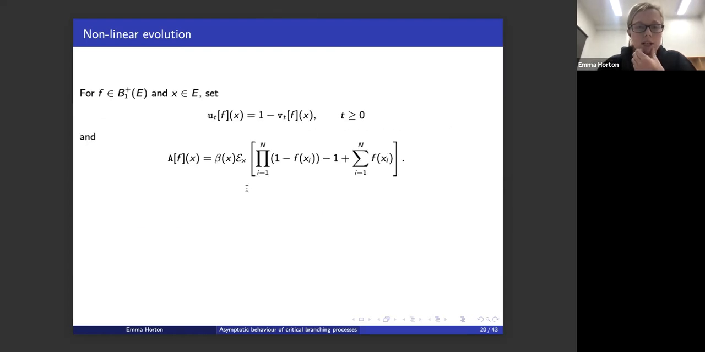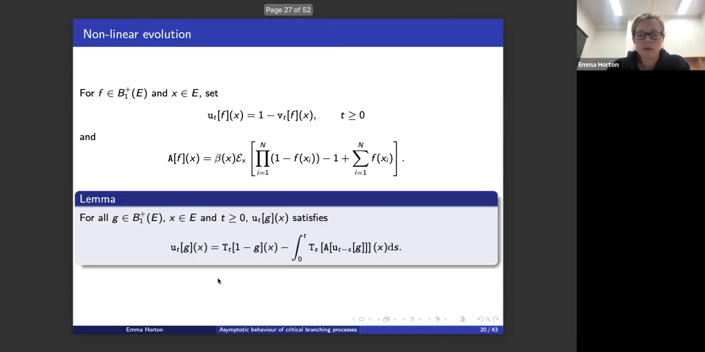So what could be the correct evolution equation to write down? Instead of VT, I'm going to look at UT, which is 1 minus VT. And this slight modification just makes it a little bit nicer to work with. And I'm now going to define a second branching type operator, which is a combination of the nonlinear branching mechanism and the linear part. And using a combination of this one-step method and some manipulation of equations, we can show that UT satisfies this evolution equation, which turns out to be exactly the right equation to work with. And the reason for that is that we do know the limiting behavior of TT because of H1.